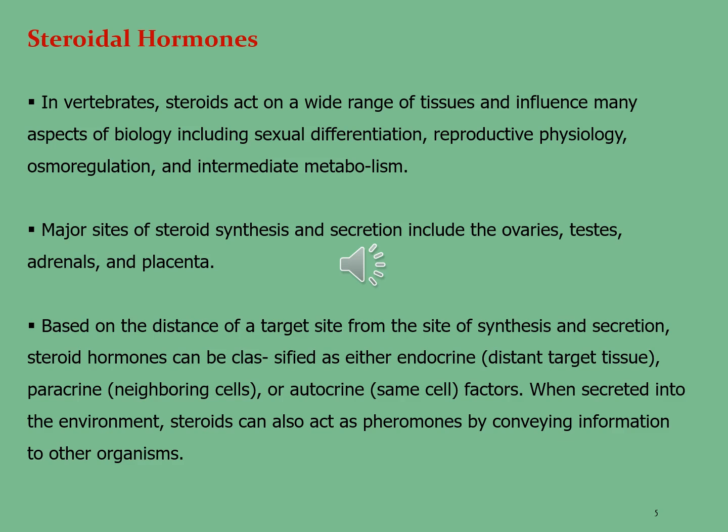Based on the distance of the target site from the site of synthesis and secretion, steroid hormones can be classified as either endocrine, distant target tissues, paracrine, neighboring cells, or autocrine, that is, the same cells. When secreted into the environment, steroids can also act as pheromones by conveying information to other organisms.